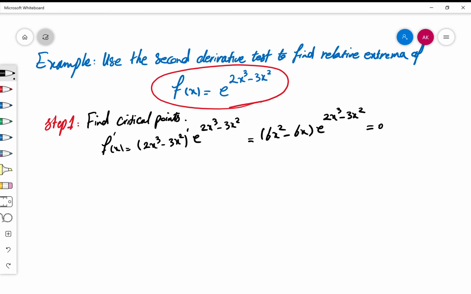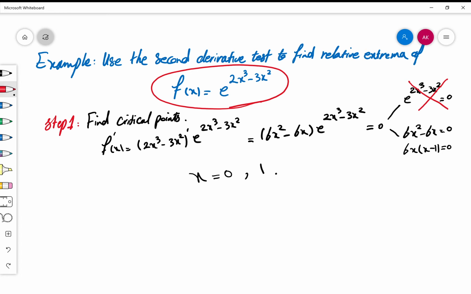Set it equal to 0. This means that either e to the power 2x cubed minus 3x squared is equal to 0, but this is not possible because e to the power of a number is always positive, it cannot be 0. But the other part is 6x squared minus 6x equal to 0, and that means that we have 6x times x minus 1 equals 0, and that gives us two points: x equal to 0 and x equal to 1.